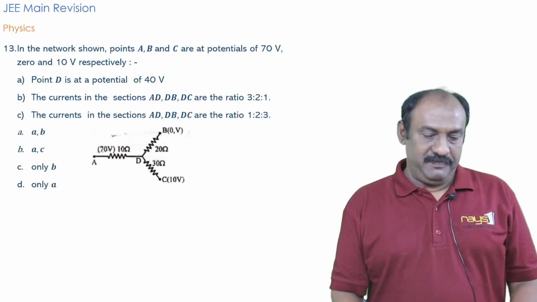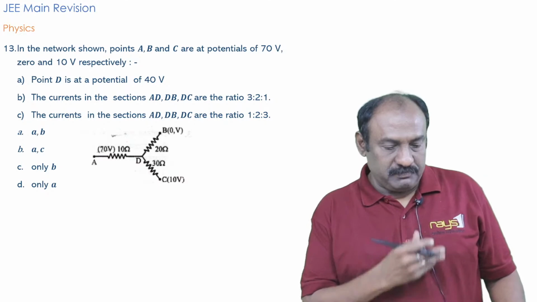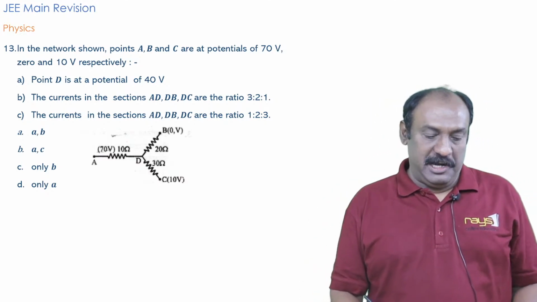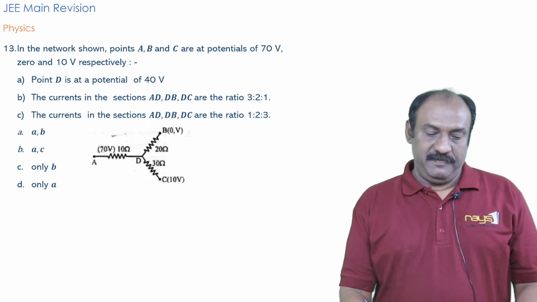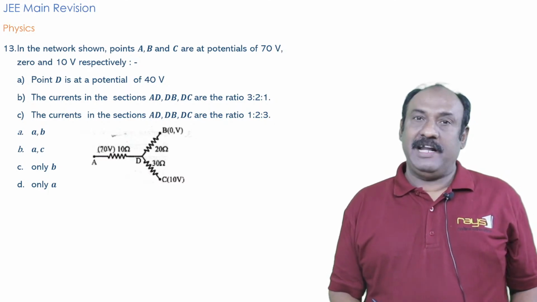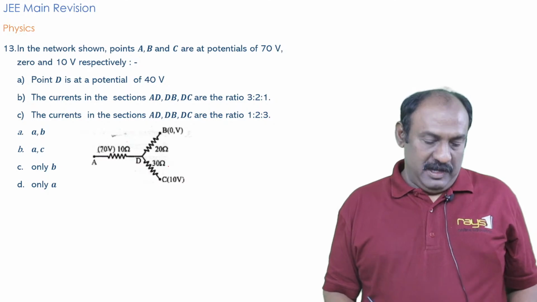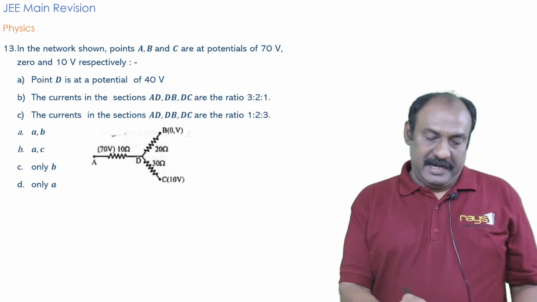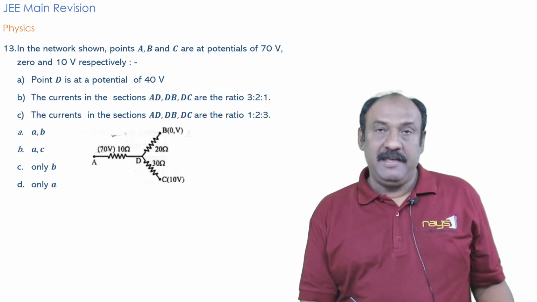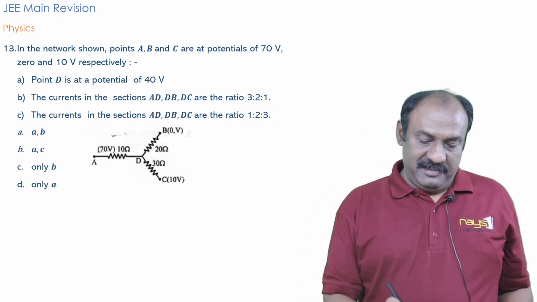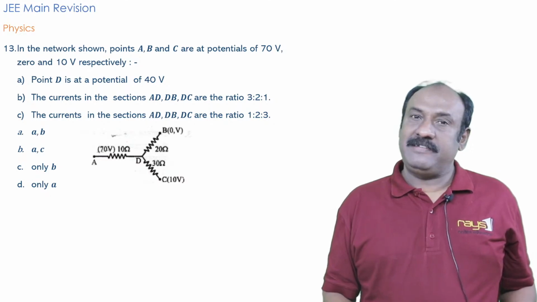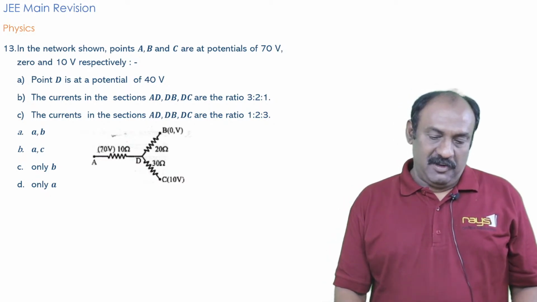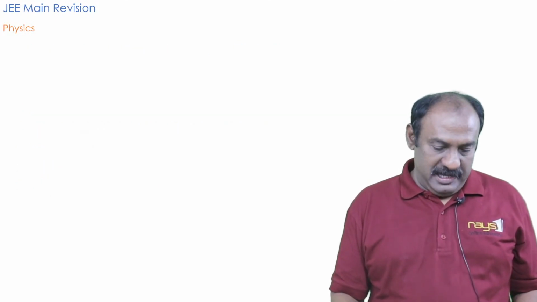Okay, right. Question number 13. In the network shown, the points A, B and C are at potentials 70 volt, 0 and 10 volt respectively. Then what we have to identify? The potential at junction D, and the currents in the sections AD, DB and DC.